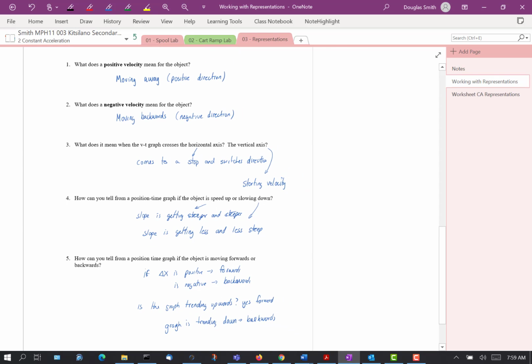So you may want to jot these down in your notes, it's up to you, or you might want to just refer to this as a study tool or as a reference tool. So whether you want to copy this down or print it off, that's up to you.